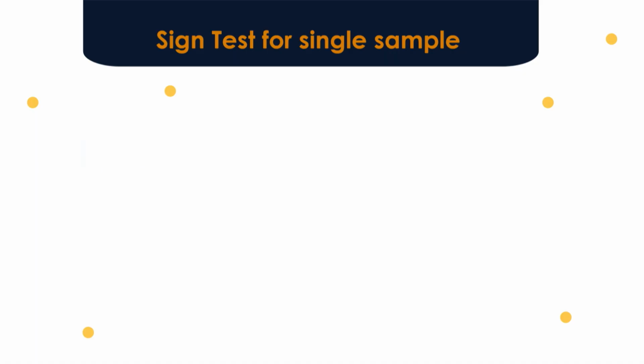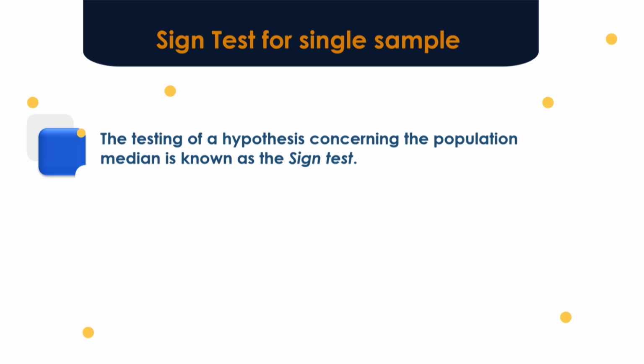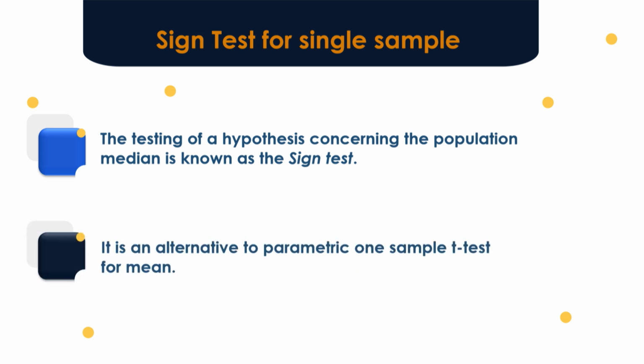So, in the first part we are going to discuss the sign test for one sample. In this session we are going to discuss the steps involved in the sign test procedure. Sign test for one sample, that is a single sample. The testing of hypothesis concerning the population median is known as the sign test. It is an alternative to the parametric one sample t test for mean.